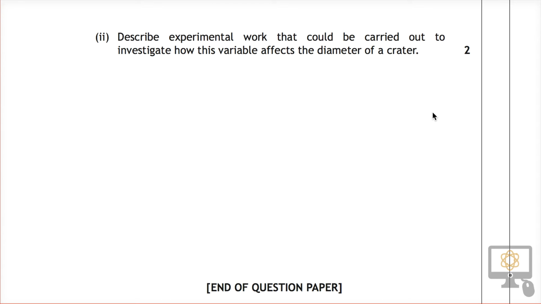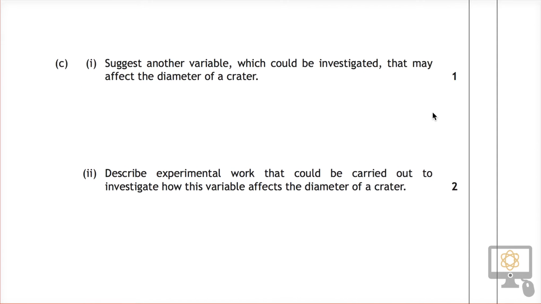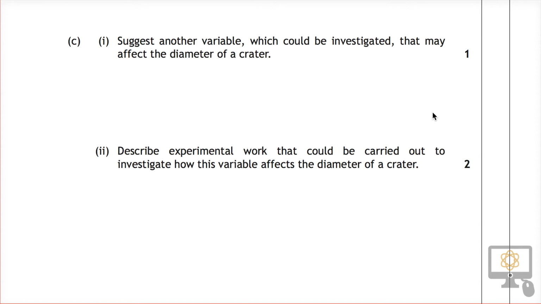The last question of the National 5 2015 Physics paper. This is question 11c part 2. And the question states, describe experimental work that could be carried out to investigate how this variable affects the diameter of the crater. The variable they're talking about is one of those listed in question 11c part 1.